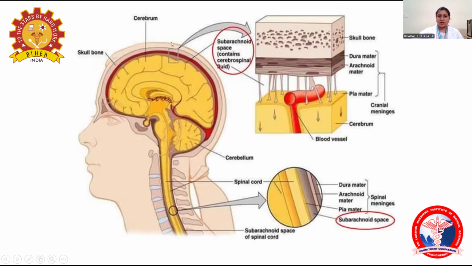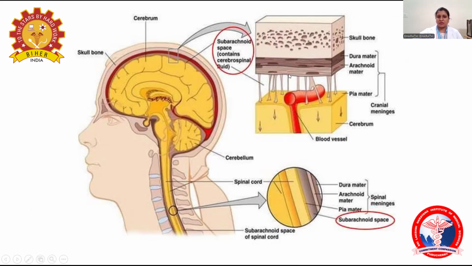So, start from the normal brain structure. What are the meninges and where is the CSF present? As you can see, this is the skull bone, this is the cerebrum, and this is the meninges. Meninges generally have three layers: dura mater, arachnoid mater, and pia mater. The layer adherent to the skull bone is known as dura mater, and the layer adherent to the brain cerebrum is pia mater.